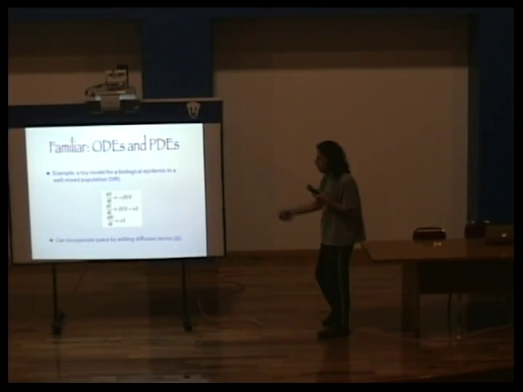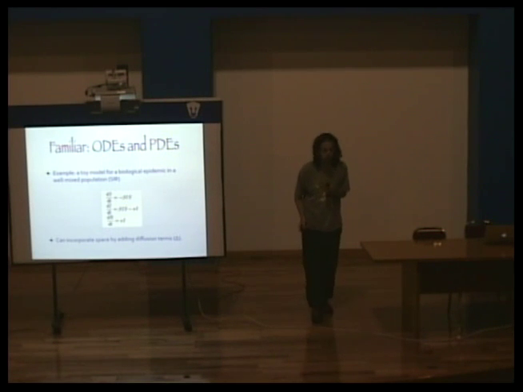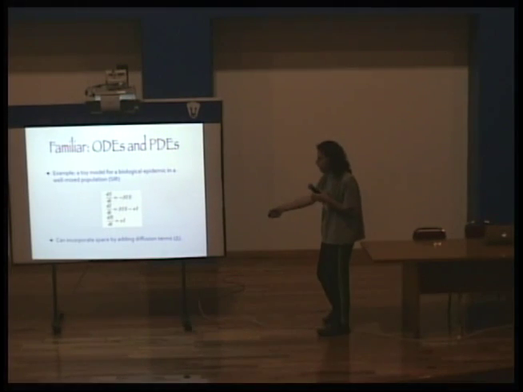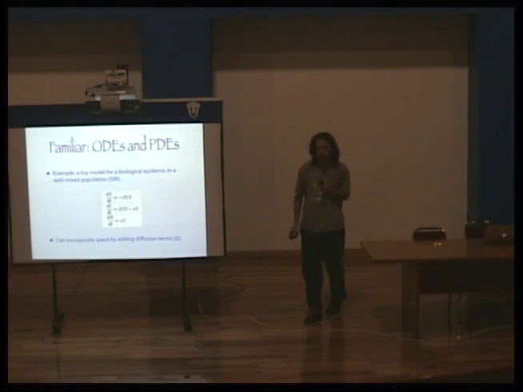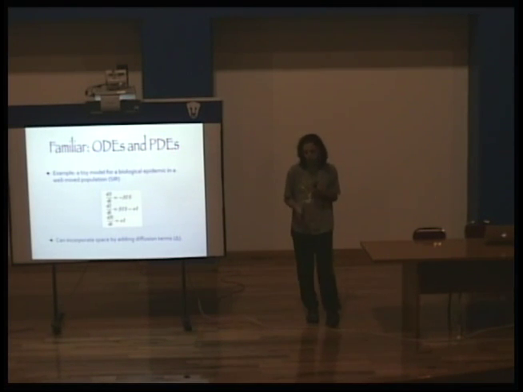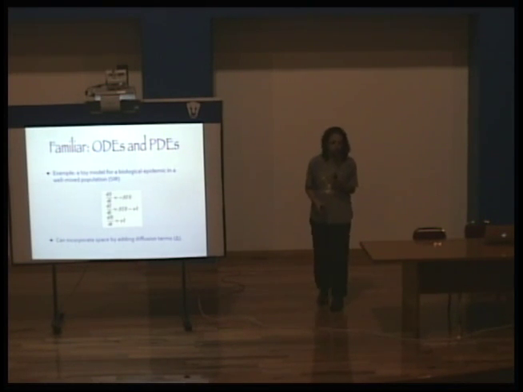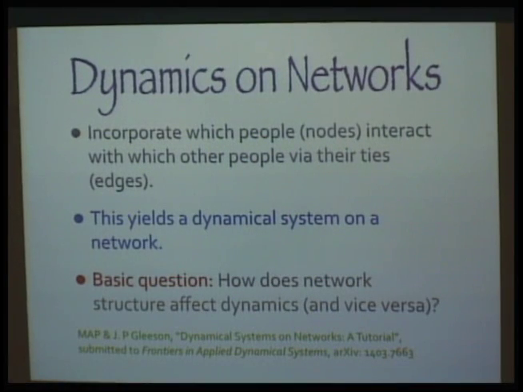If you want to incorporate some space, think of the Black Plague in Europe, where you had waves of disease going across the continent, you can add a diffusion term, a Laplacian. That incorporates space in some form, but it does not incorporate social interactions. You still have approximations of being well mixed when you add that kind of space, but you have some spatial effects.